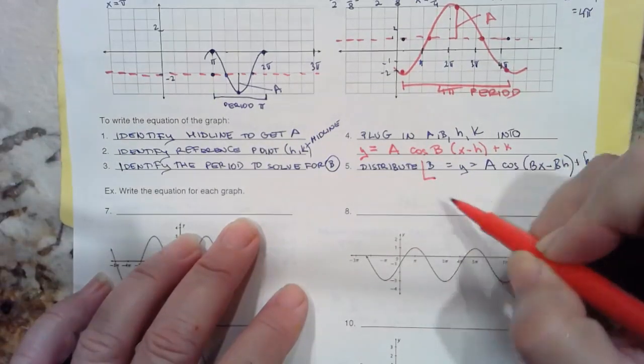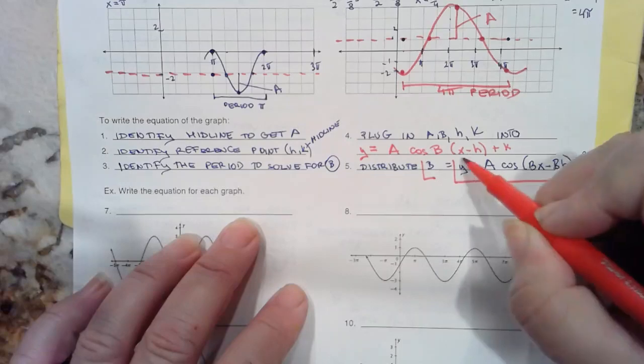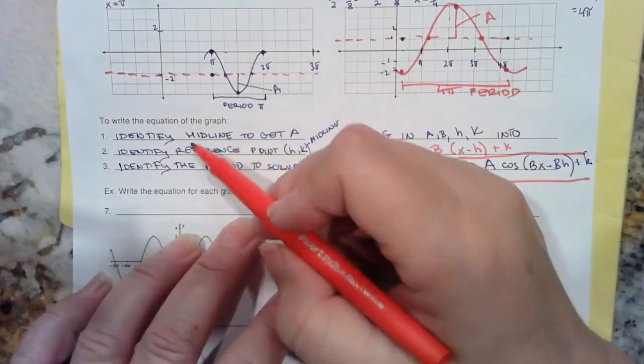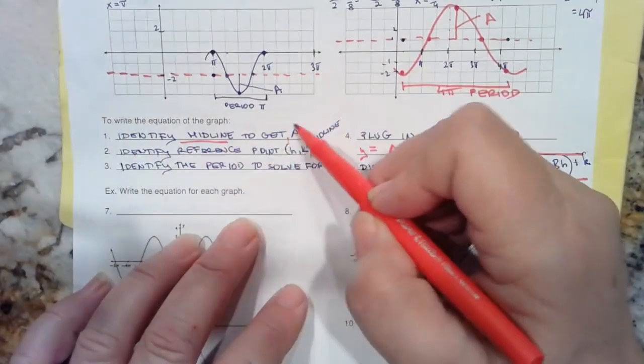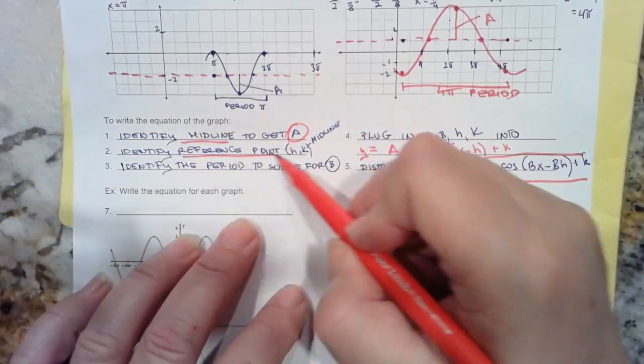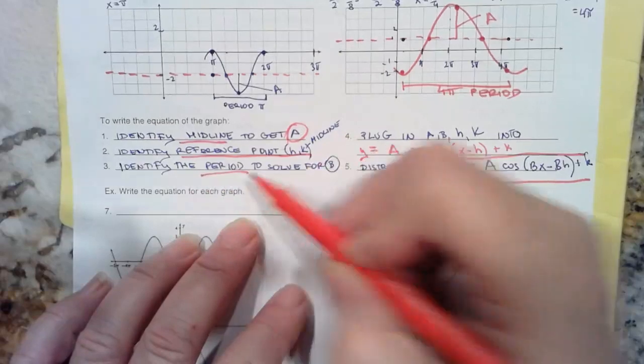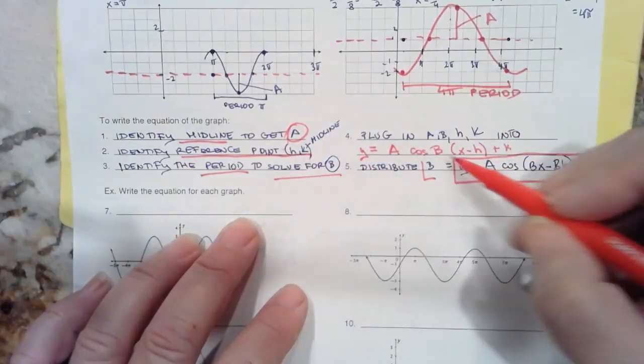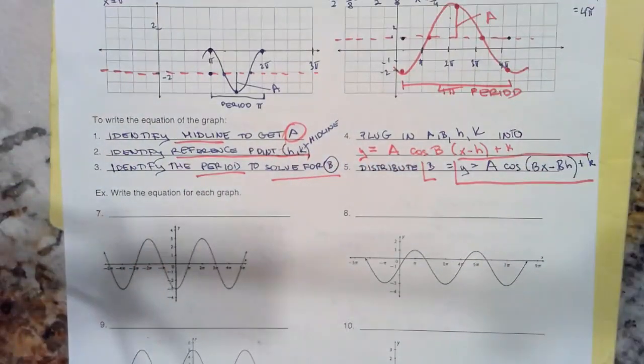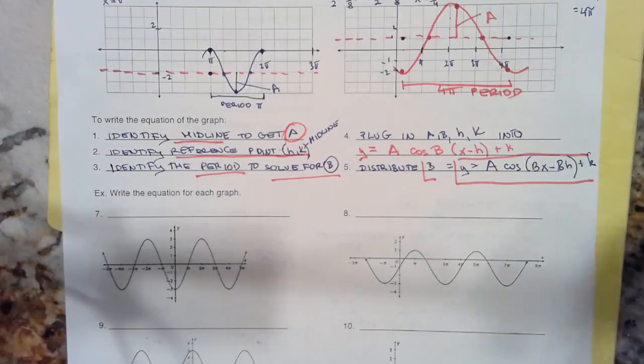Oh, sorry, this is the equation. So, identify the midline to get A, identify the reference point h, k, identify the period to solve for b, and then plug it into your equation, and don't forget to distribute at the end. Okay? So very, very similar to sine, except this is a cosine.